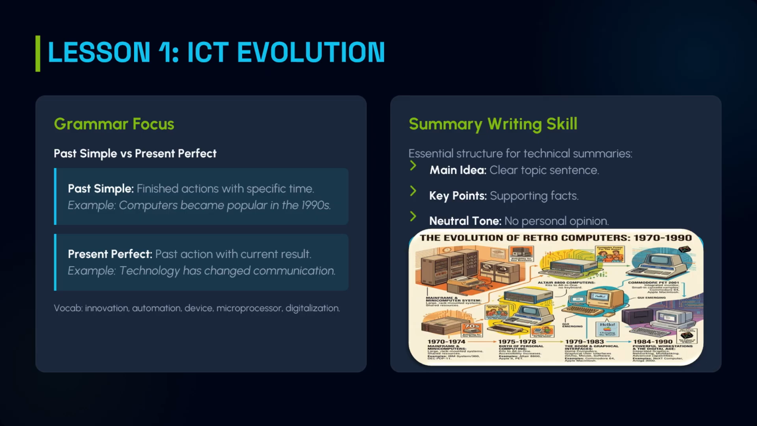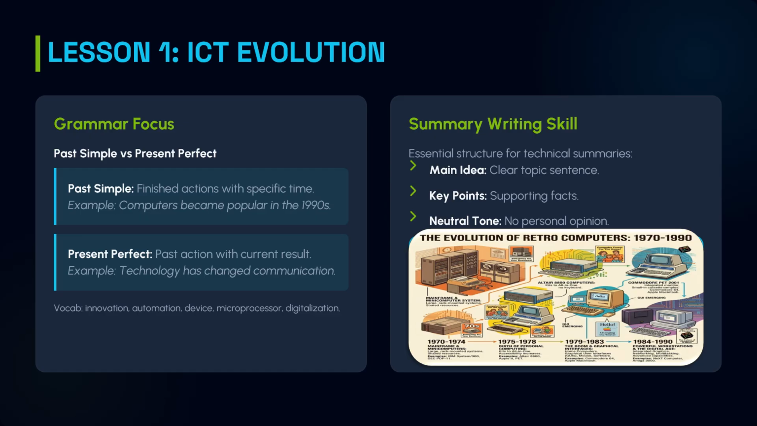So let's start with the history of our field. If you remember, we had in our first lesson the theme of the evolution of ICT. So when discussing ICT evolution, the biggest challenge is choosing the right tense. Look at the grammar focus. We use the past simple for dead history, things that happened at a specific point, like for example in the 1990s.